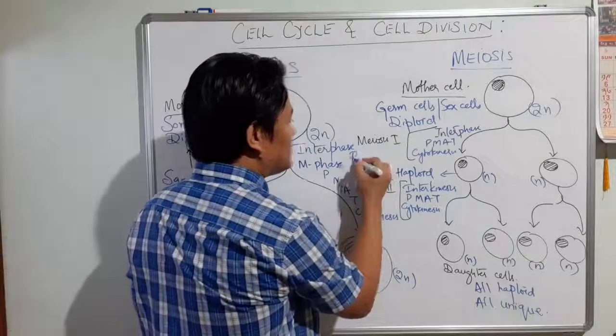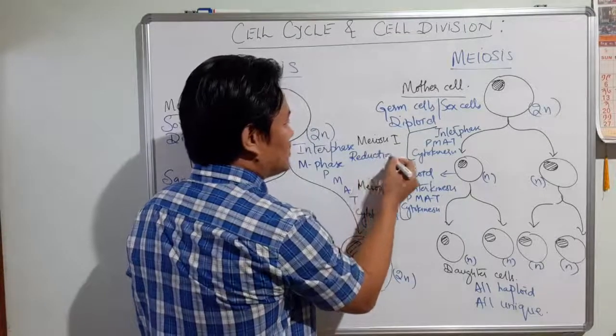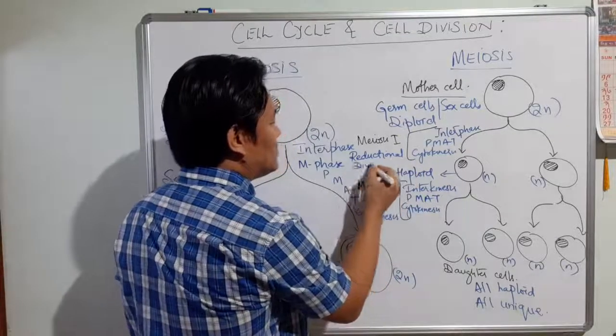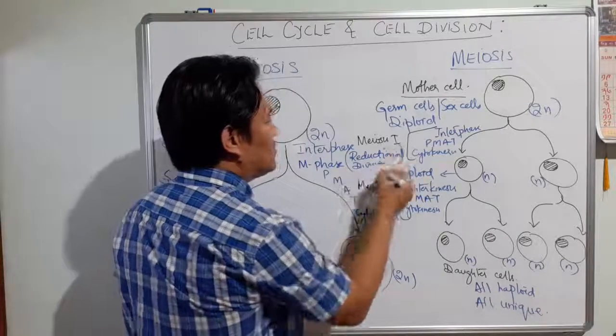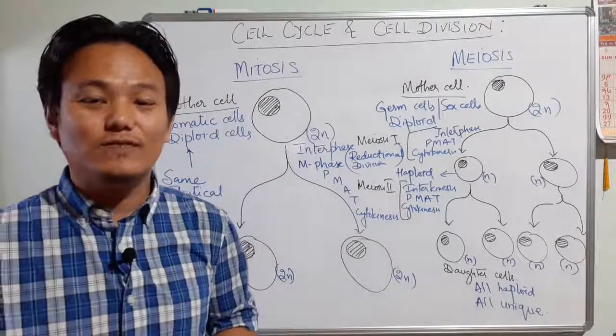Meiosis 1 is reductional division. Meiosis 1 is reductional division.